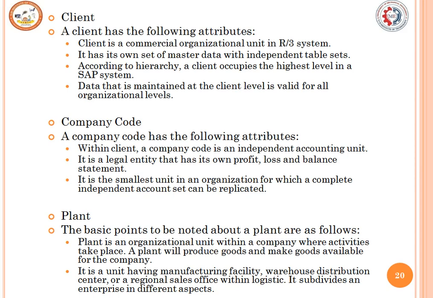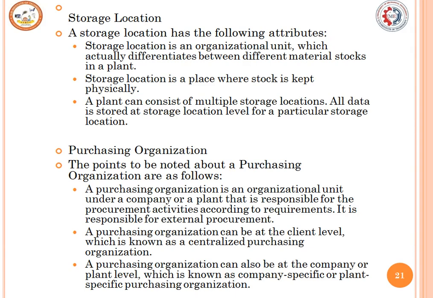Next, the basic points to be noted about a plant are as follows. A plant is an organizational unit within the company where activities take place. The plant will produce goods and make goods available for the company. The manufacturing facility will be available, along with various distribution centers and regional sales offices within logistics. So the enterprise is subdivided into different aspects.